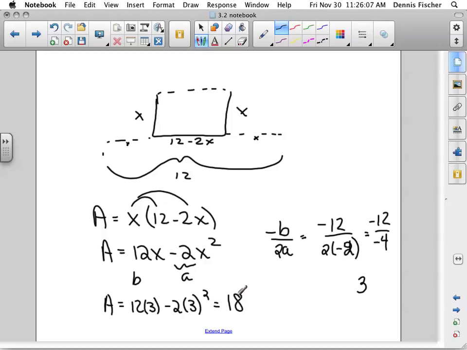So how did you do it? I took my 12 minus 2x and set it to 0, and got x equals 6. And then I took the leftover 6, divided by 2 to get my 2 x's on the top. And I took 6 times 3 to get my area.